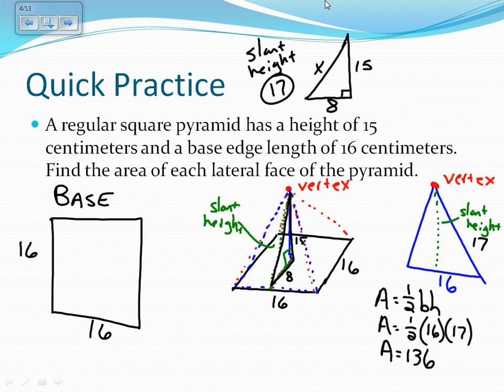But they asked for the lateral area, which is all four of them, right? So we need to take this and multiply it by, so the lateral area, what did they ask for? Oh, we're good. We're already done. Each lateral face just means one of those triangles. So we just found it. It's 136, and it's going to be area, so it's going to be centimeters squared, which means it's a very, very small pyramid. Okay, for a not so famous Egyptian.